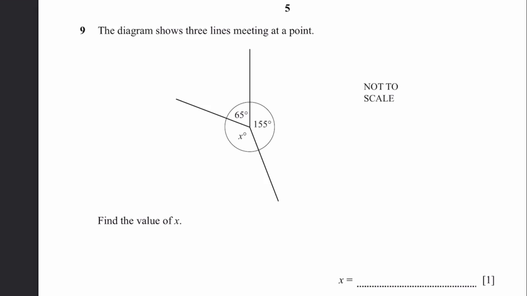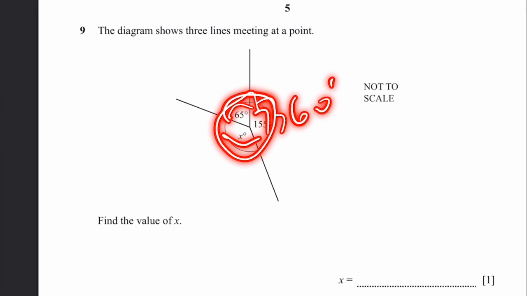That's the answer. Question 9. The diagram shows 3 lines meeting at a point. Find the value of x. The angle around the point, all the angles here, always add up to 360 degrees.